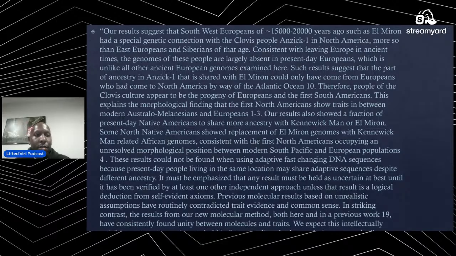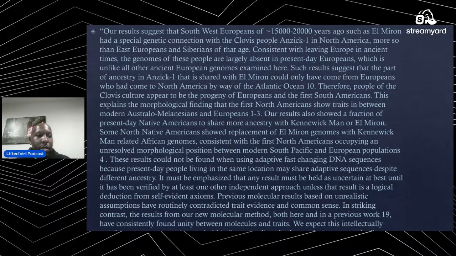This explains the morphological finding that the first North Americans show traits in between modern Australo-Melanesians and Europeans. I think it's talking about the figure illustrations when it says 1 through 3 from the report. Our results also showed a fraction of present-day Native Americans to share more ancestry with Kennewick man or El Miron.